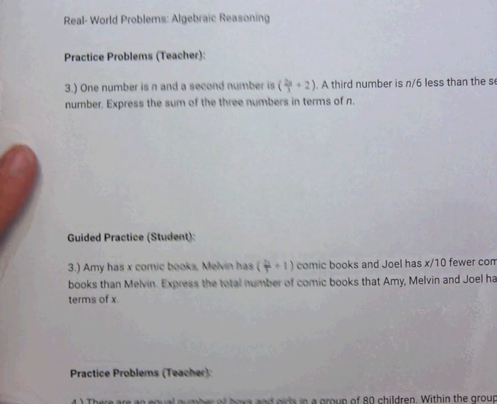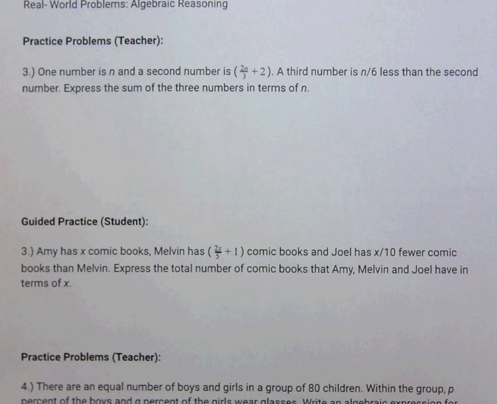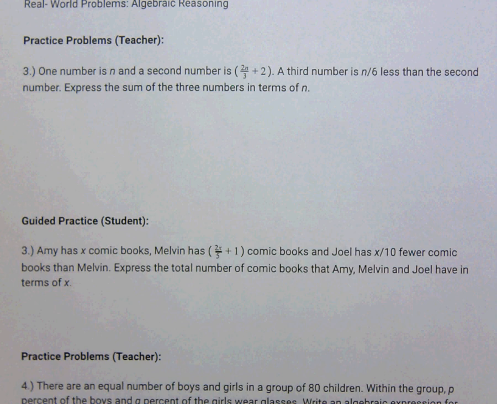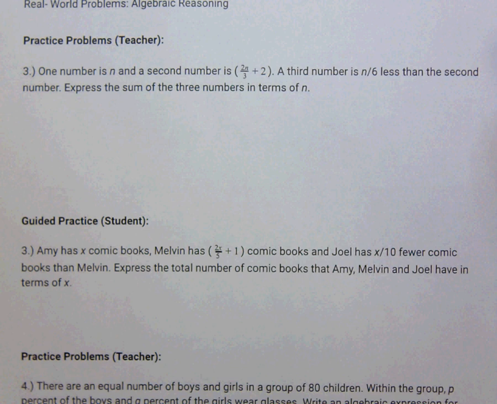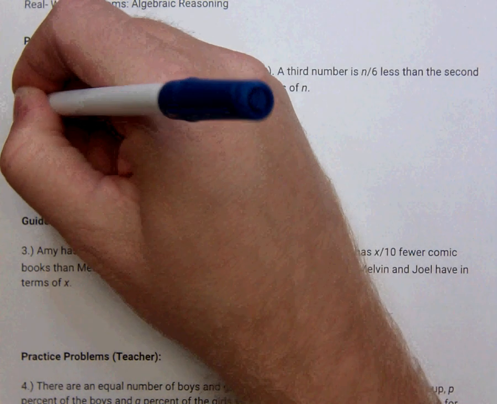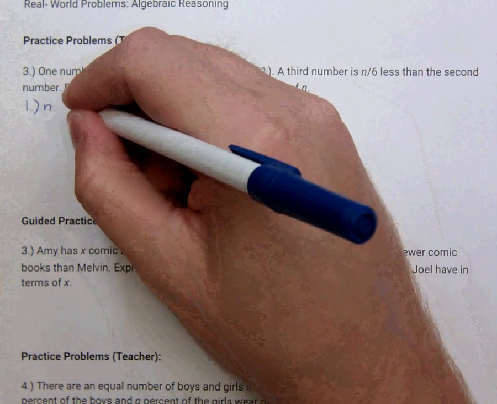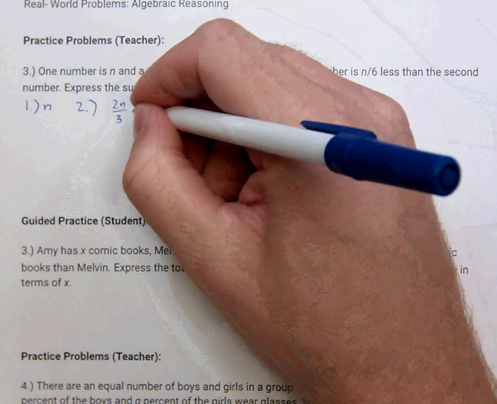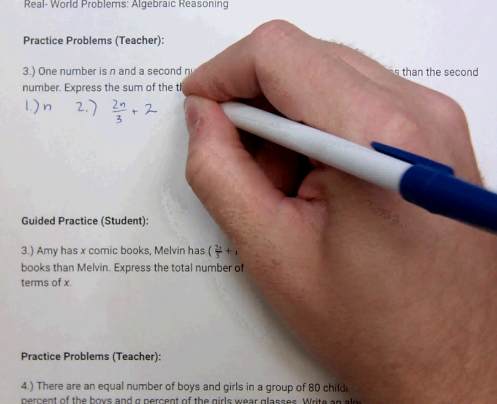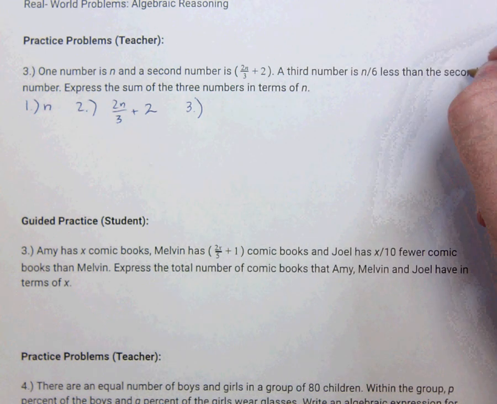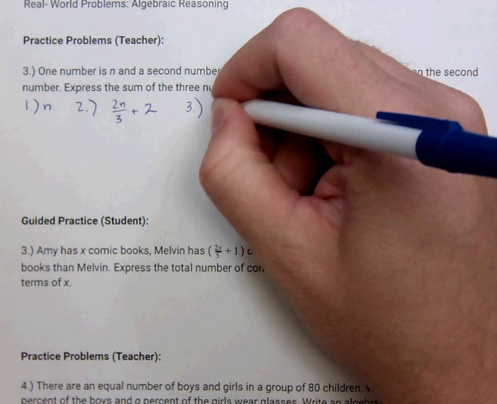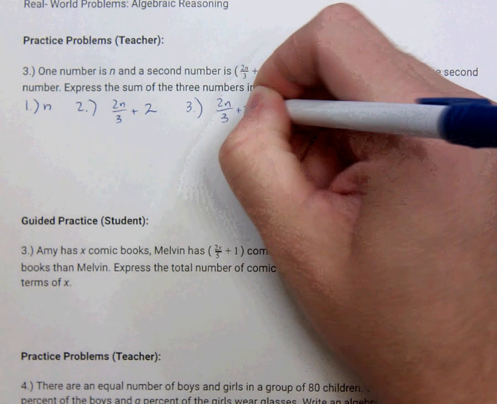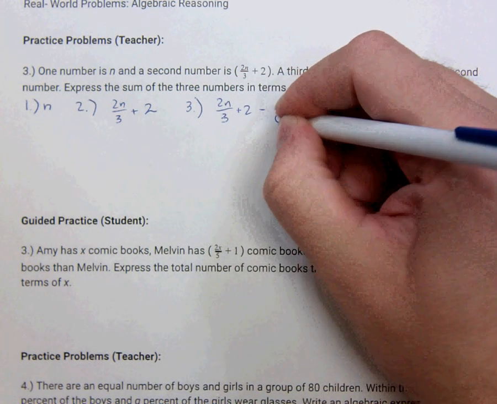On the back, we have, oh yeah, I'm supposed to call these master problems. One number is n, and the second number is 2n plus 2, and a third number is n plus 6 less than the second number. Express the sum of the 3 numbers in terms of n. So let's start with the first number. The first number is n. The second number is 2n plus 2. And the third number is n plus 6 less than the second number. So it's basically 2n plus 2 minus n plus 6.